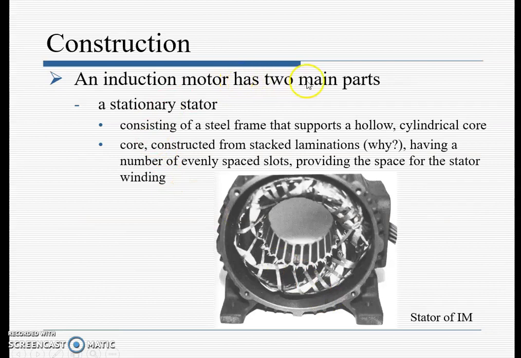An induction motor has two main parts, stator and rotor. A stator consists of a steel frame that supports a hollow cylindrical core constructed from stacked laminations, having a number of evenly spaced slots providing the space for the stator winding. This figure shows the stator core.